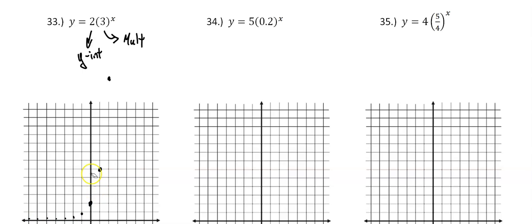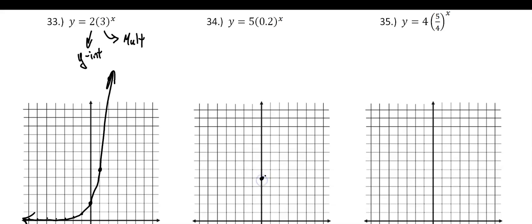That was terrible. I missed by a mile on that. Let me try again. There we go. And that's it. That's exponential growth. If I look at the next one, it's got a y-intercept of 5. And then I'm multiplying by 0.2 each time. And so you just take 5 times 0.2, which gives you a 1. And do that times 0.2, and then times 0.2, and then times 0.2.